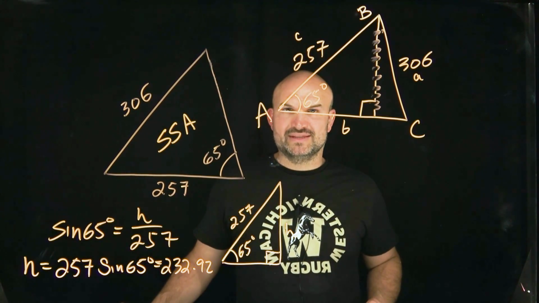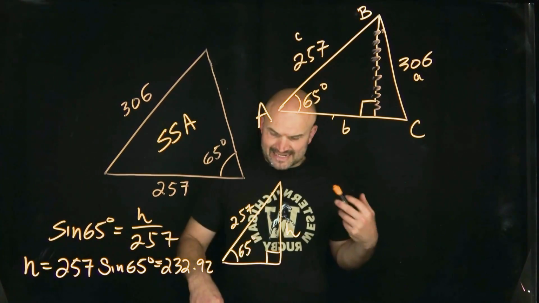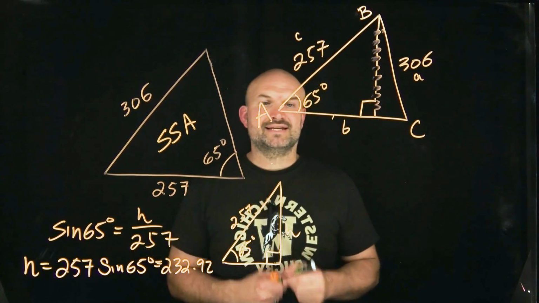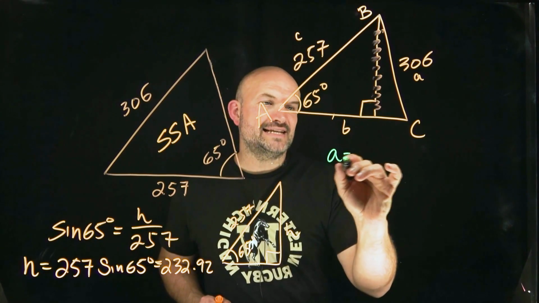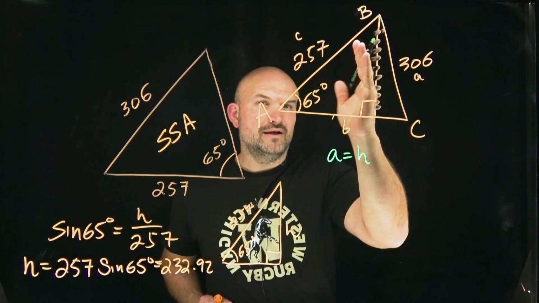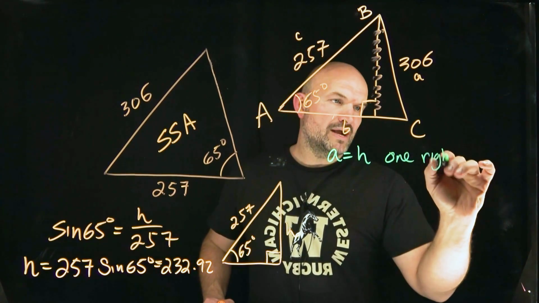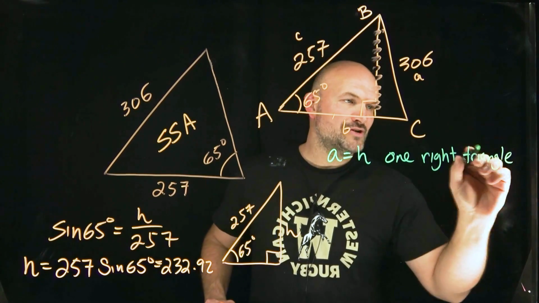So what can we do with that information? How can we use it to identify what types of triangles we're going to have? The first thing I want you to recognize is that if this opposite side, A, is equal to the height of the triangle, then obviously you have a right triangle. So it's going to be one right triangle.